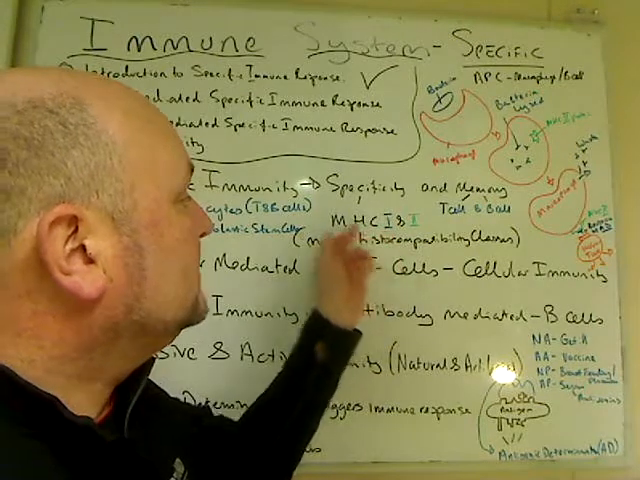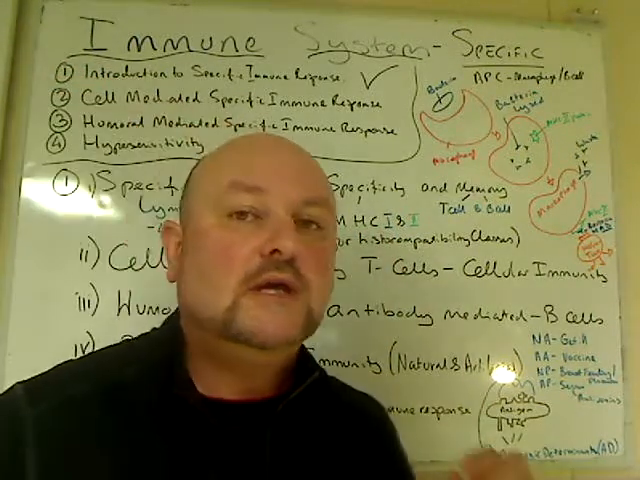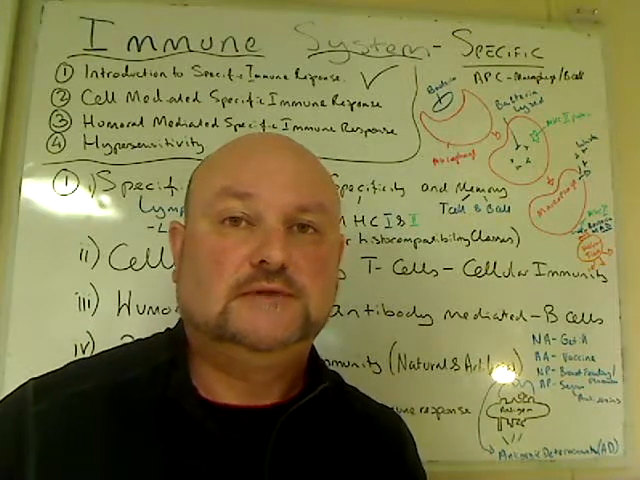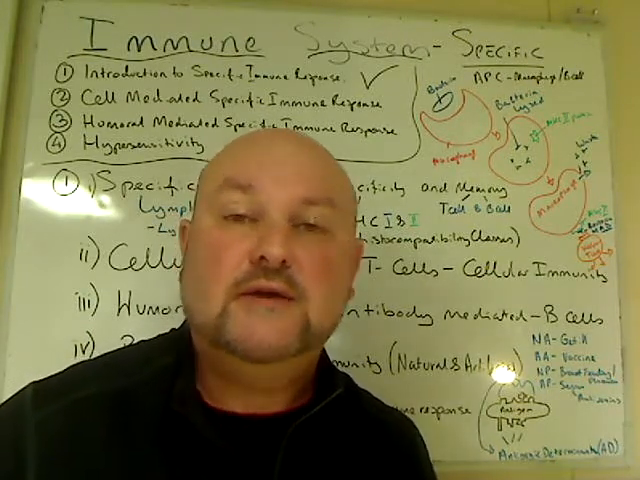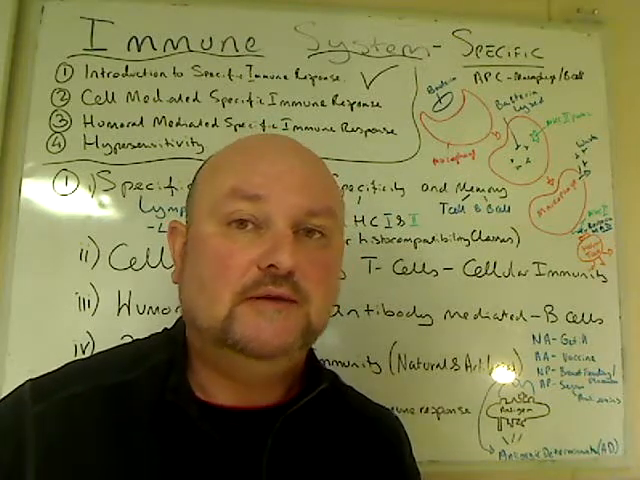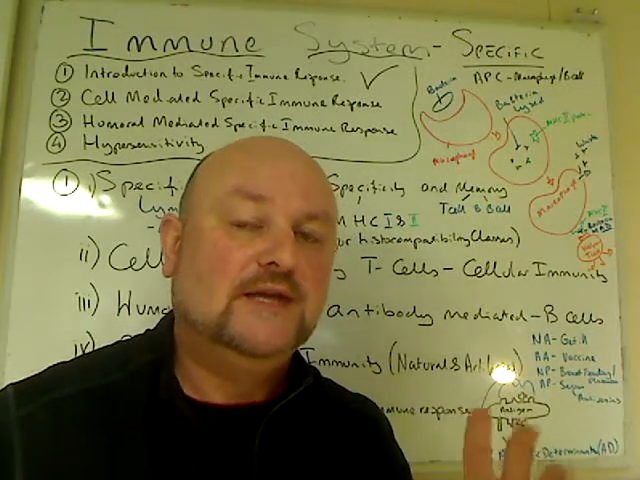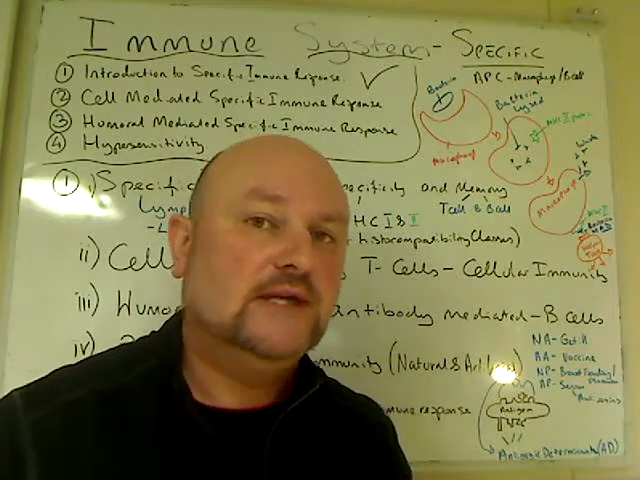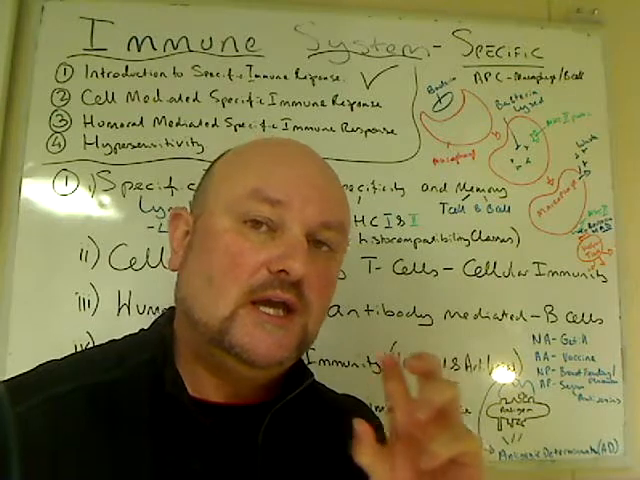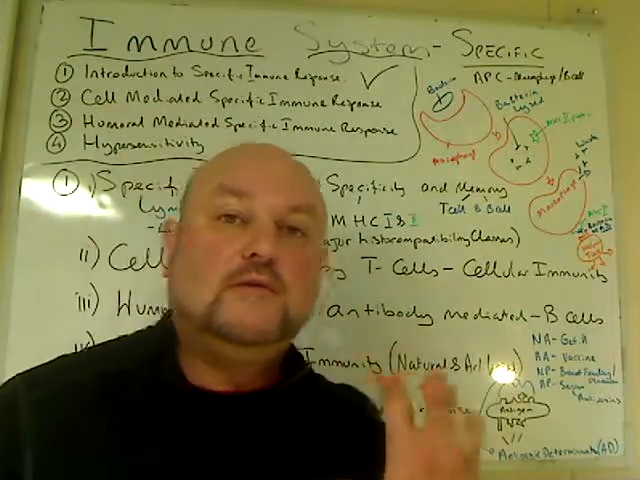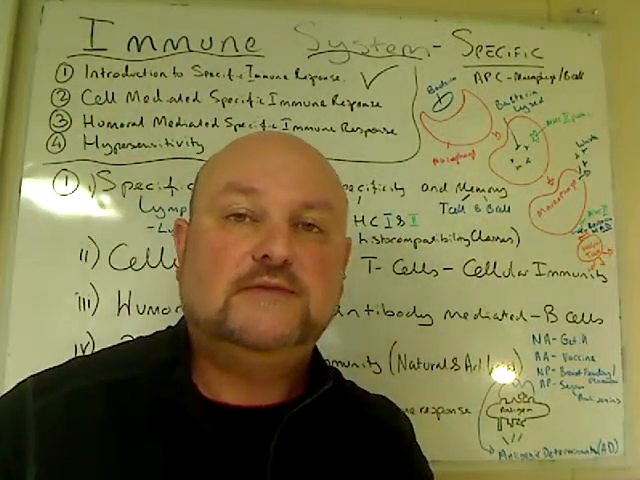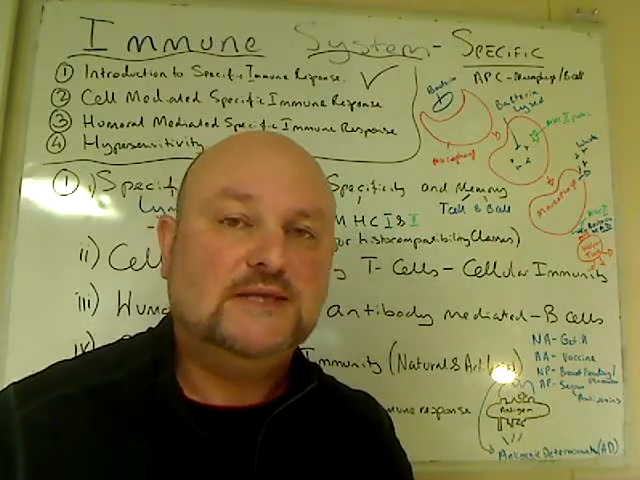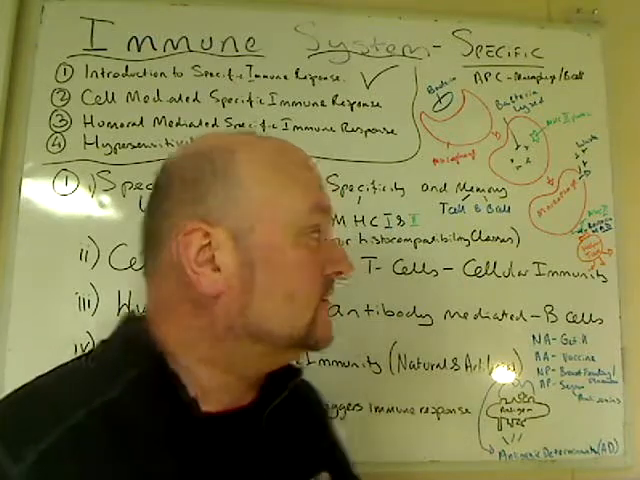So this is present on all host nucleated cells, meaning cells with nuclei. So that doesn't count for red blood cells because they don't have nuclei in them. But other cells have this MHC class 1 protein sitting on the outside of the cell, and they have proteins sat on them which are from the inside of that cell, and that is recognized by the guards, if you like, the B cells and the T cells.